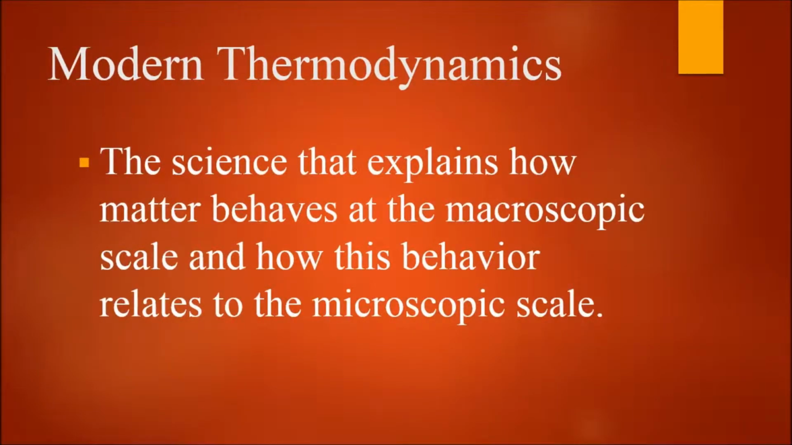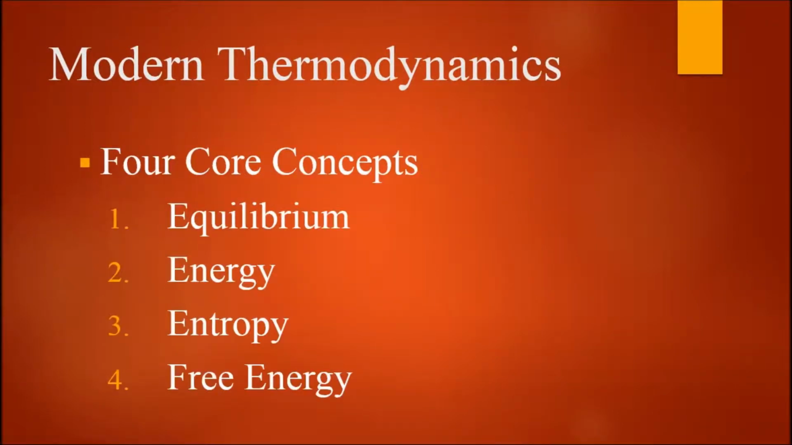For now, we can give a simple definition of modern thermodynamics, and we can define it as the science that explains how matter behaves at the macroscopic scale and how this behavior relates to the microscopic scale. Thermodynamics centers on four core concepts, and those are equilibrium, energy, entropy, and free energy. We will explore these concepts in detail during this course. Closely related to these four core concepts are the four laws of thermodynamics, which, recall, are empirical laws.